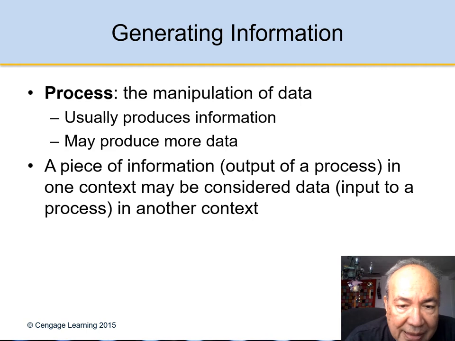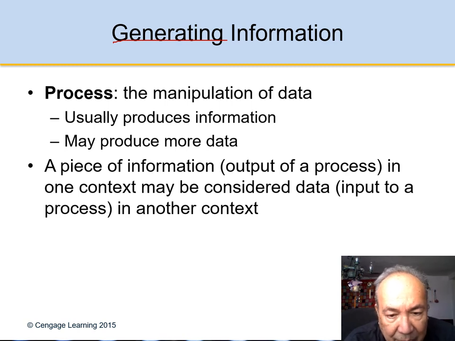Now, what is the process? Number one, the first process is gathering information. Usually produces information. Process. Manipulation of the data may produce more data. A piece of information output of a process in one context may be considered data input to a process in another context. So it can go from one story to another.